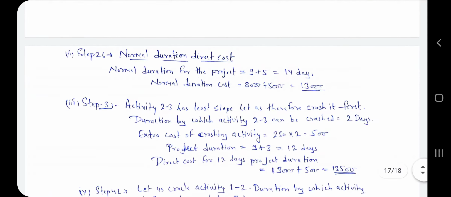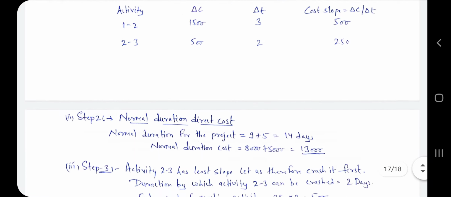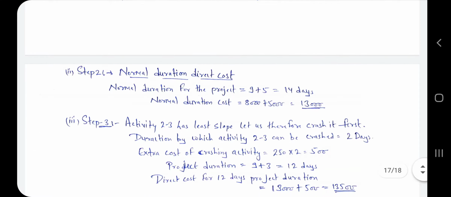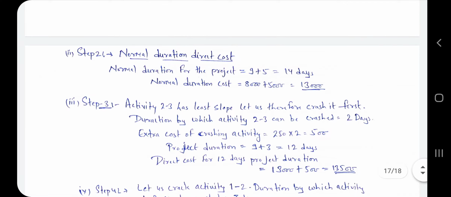Now you see activity 2-3 has the least slope, that's why we have taken it first. Activity 2-3 is the least slope, let us therefore crash it first. The duration by which activity 2-3 can be crashed is 2 days. Here we have found 2 days for crashing this activity. So the extra cost of crashing the activity is 500.